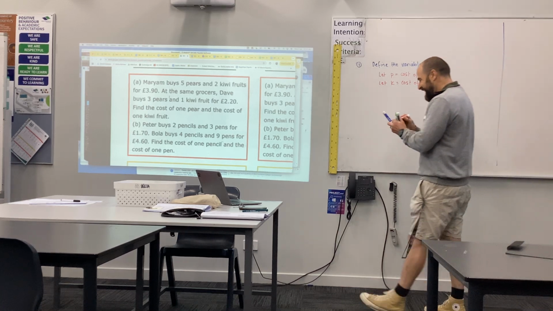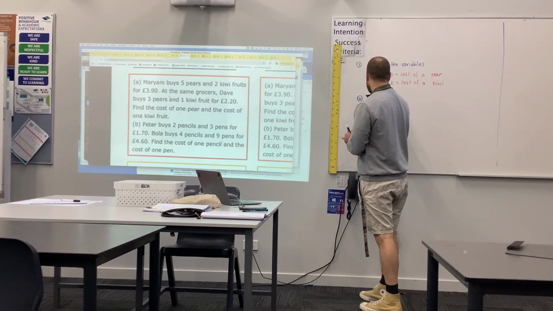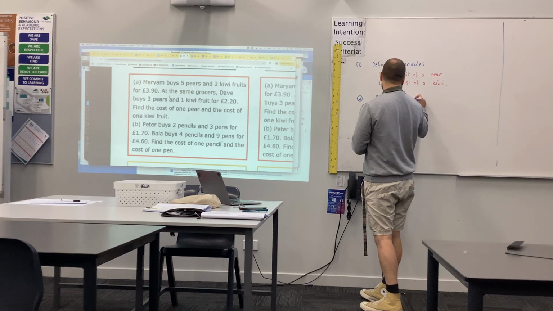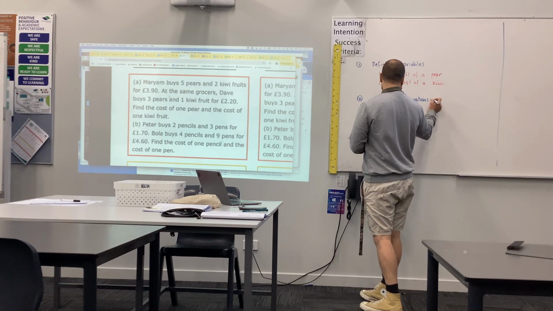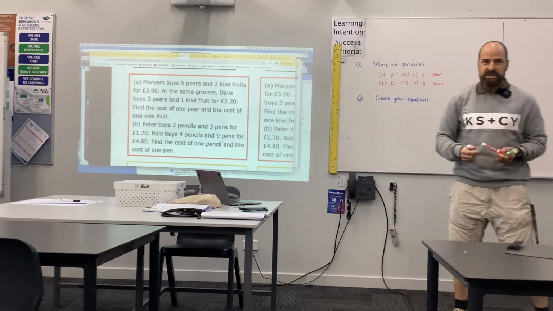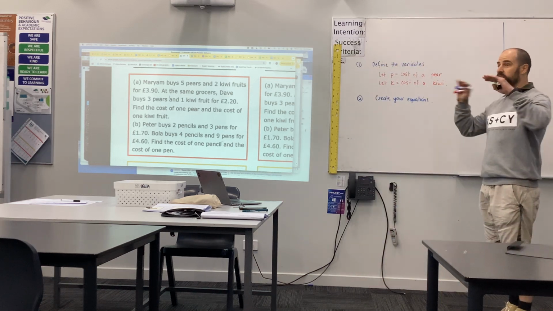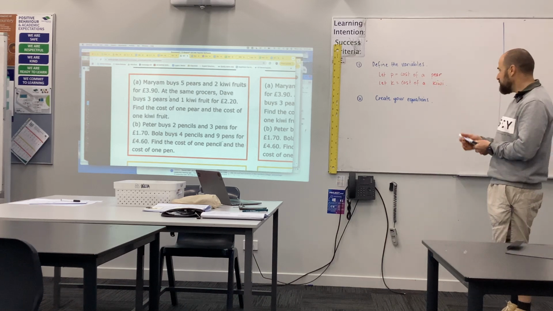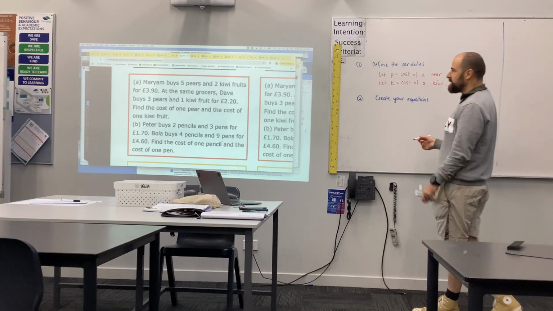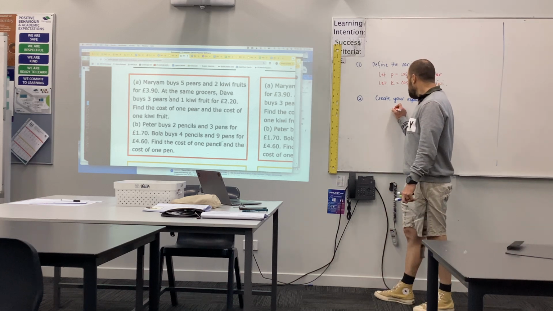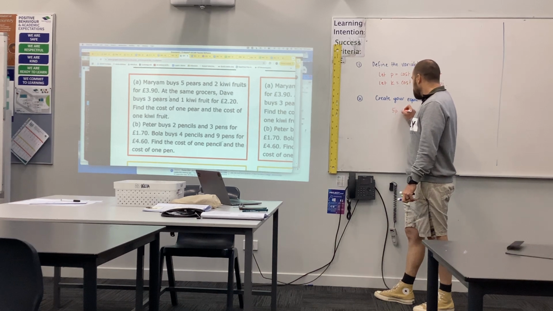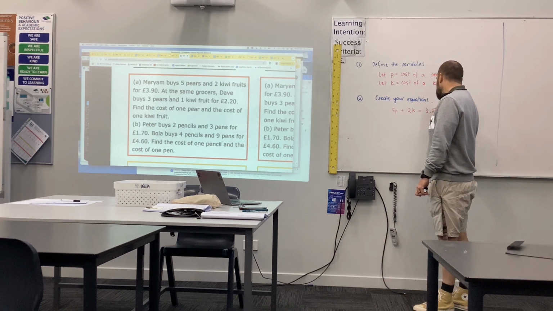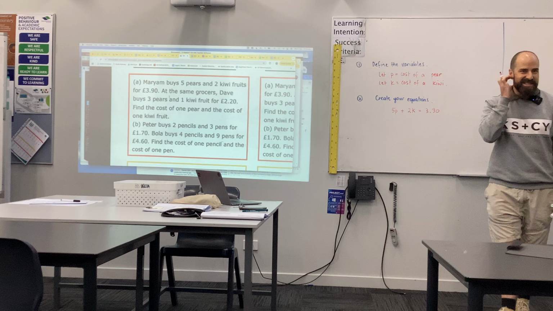Alright? Second step. Create your equations. Okay, we've got to somehow try and get 2 equations here. We've got 2 things going on. We've got 2 unknowns. We need 2 equations to be able to solve them simultaneously. What could my equations possibly be? Well, we know that 5 pears, so 5p, plus 2 kiwi fruits, 2k, is equal to £3.90.